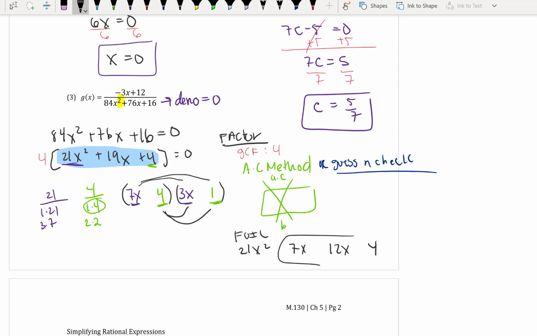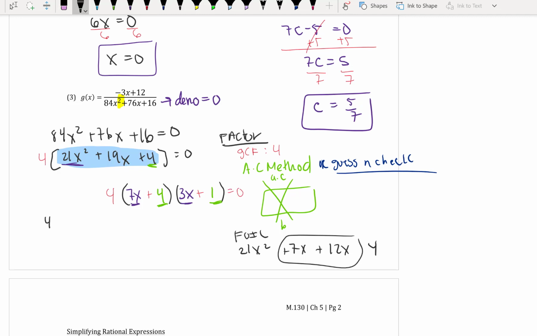Can 7 and 12 combine together to give me a positive 19? It can, if they're both added. So now I know that this is factored correctly if these are both addition. And don't forget my greatest common factor, which was outside, is a 4. And I know that all of this is equal to 0.